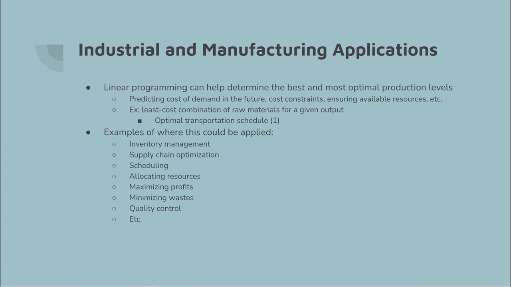Other examples would be something like finding the best optimal transportation schedule. So basically some examples of where this could be applied would be inventory management or supply chain optimization. For supply chain optimization, linear programming can assist by optimizing supply chain logistics, finding the most cost-effective routes for transportation, while at the same time minimizing shipping costs. It can also determine optimal inventory locations as well.